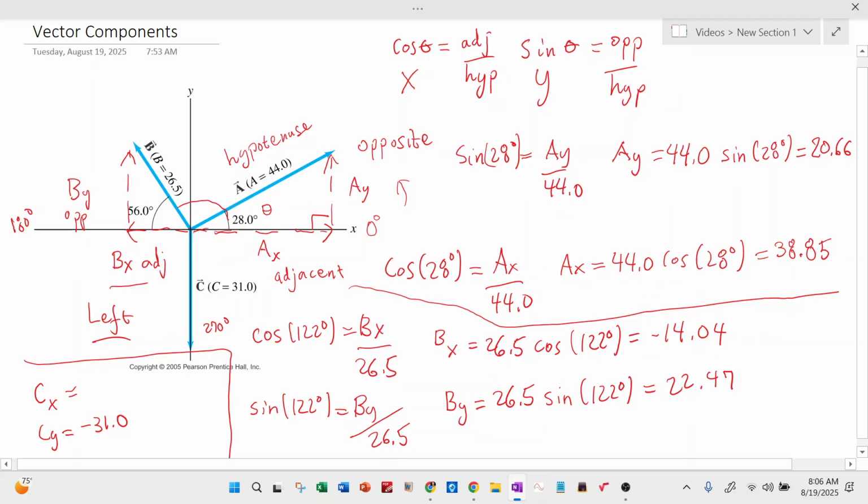Cx equals 0. I didn't like the way that looked, so I'm raising it. That's a little better, maybe. It's still not a great equal sign. I could put it into a calculator using 31 times cosine of 270 degrees and 31 times sine of 270 degrees, and it will give me those answers. But it's just easier to look at it and say, that's the answer.